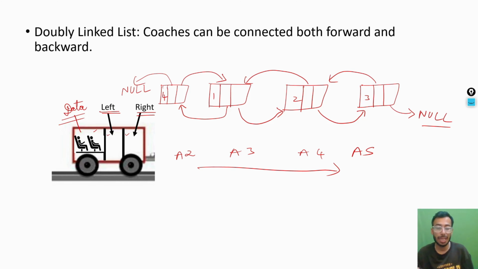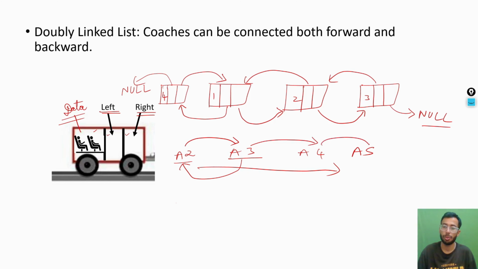But in case of a doubly linked list, you can not only go in one direction, but you can also come back to other compartments. For example, you can go from A2 compartment to A3 compartment, and you can come back from A3 compartment to A2 compartment as well. Previously, in a singly linked list, if you were going from A2 to A3, you had to go from A3 to A4 or A4 to A5. You can't come back to the previous compartment, right? But in a doubly linked list, you can come back anytime, or if you want to move forward, you can always move forward.